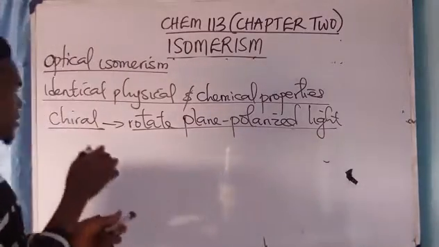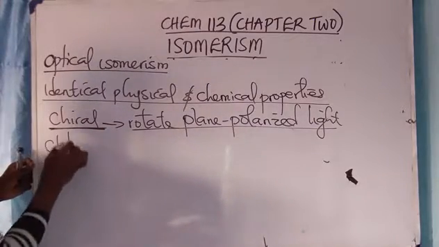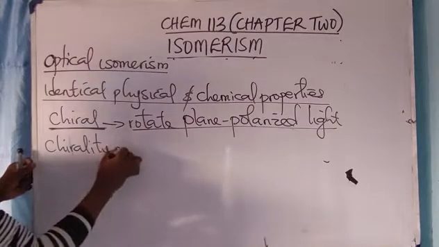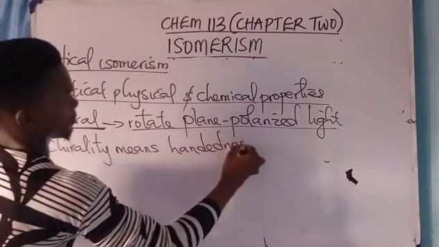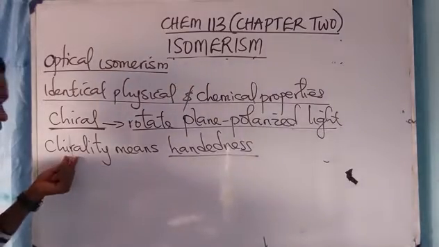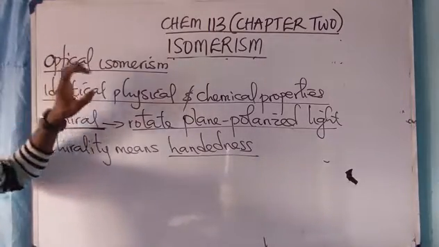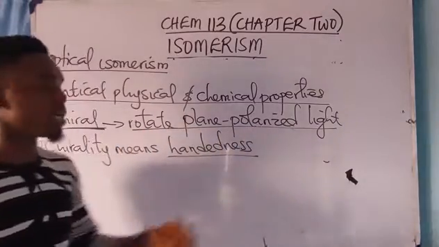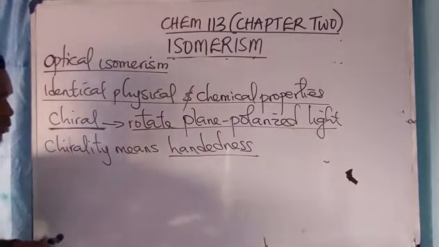And this rotation is based on what? The chiral ring. Please, the word chirality means handedness. The word chirality means what? Handedness, which means that for an optical compound to be able to rotate a plane polarized light, such compound must possess this chiral ring. It is very, very important.